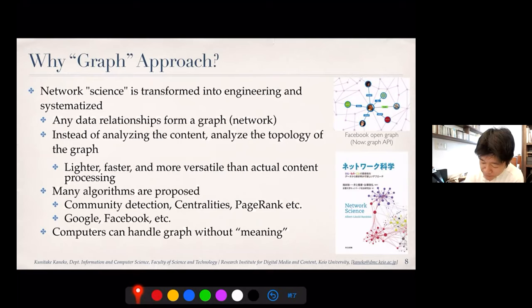And also the important thing about the graph is that a computer can process it directly without thinking about any meaning, okay? Computability, I don't know if that is the correct English terminology, but automatic computation is very important because the users of this graph are computers, okay?